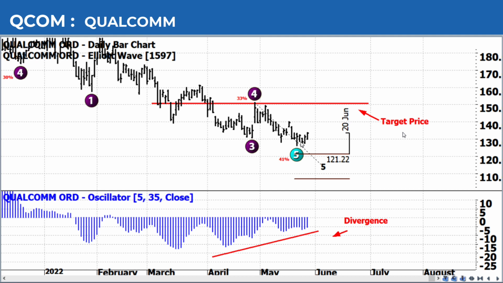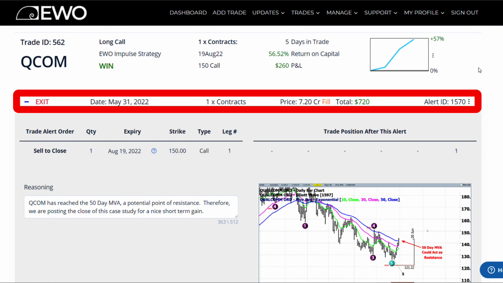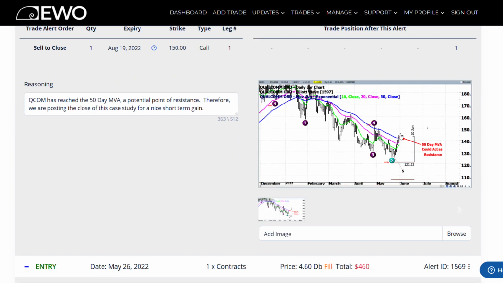But taking a look at this Qualcomm position, the AI says we were looking for a bounce up near that wave 4 target. In addition, the oscillator, which in general reflects momentum, was showing divergence. So it was showing that this downward move was kind of running out of steam. And that's exactly what happened. Stock bounced to the upside just 5 days later.